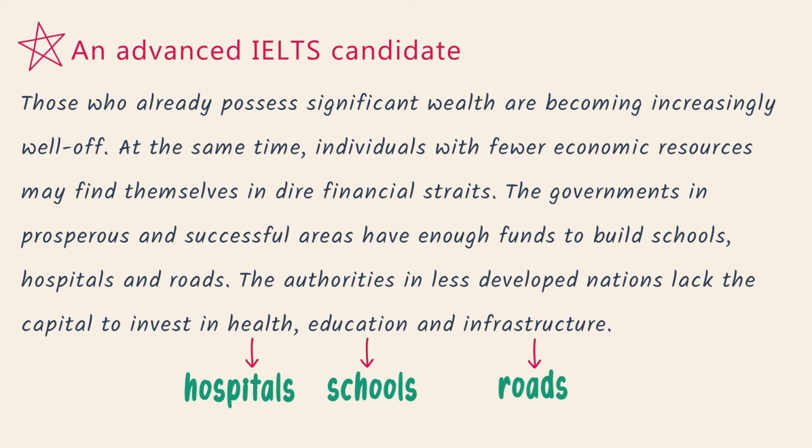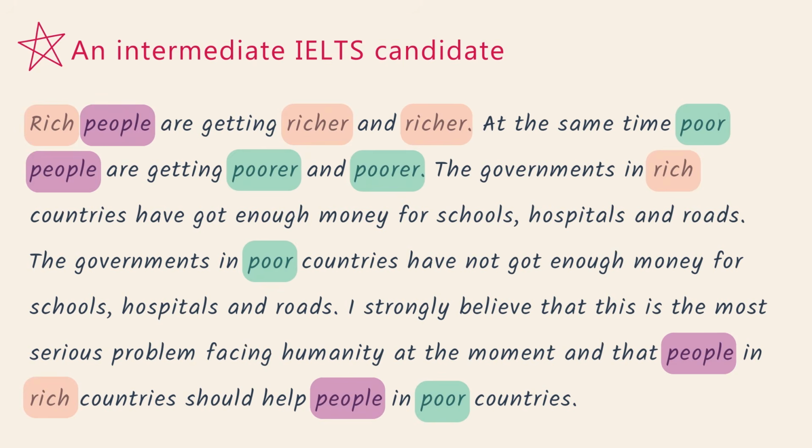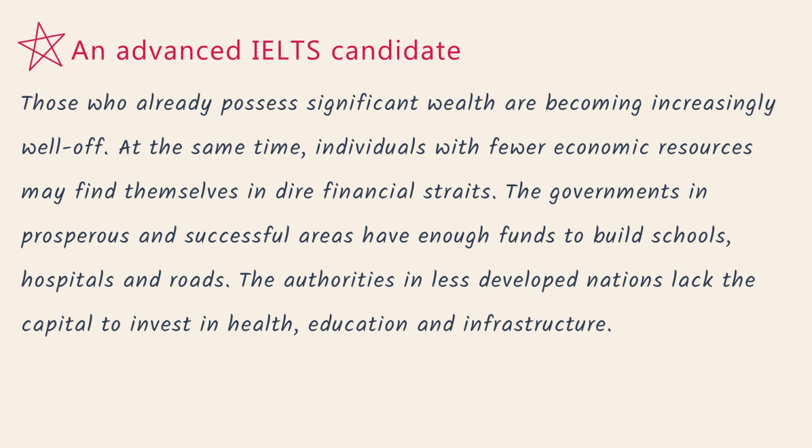Exactly the synonyms. Then after that was our thesis statement in which we give our opinion. So the original sentence was, I strongly believe that this is the most serious problem facing humanity at the moment, and that people in rich countries should help people in poor countries. So we should omit people in rich countries again, and also people in poor countries. So we should come up with a very nice sentence. If we write I strongly believe, that's okay. So there's no need to omit this one.